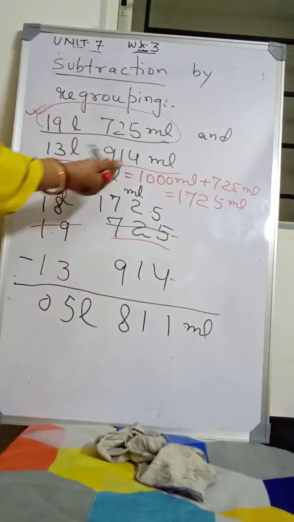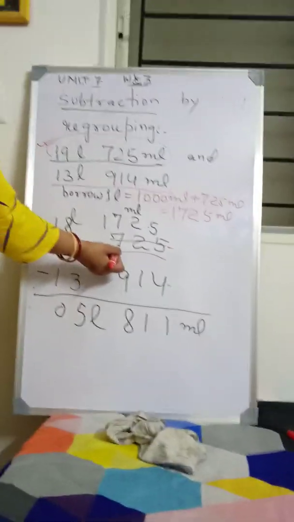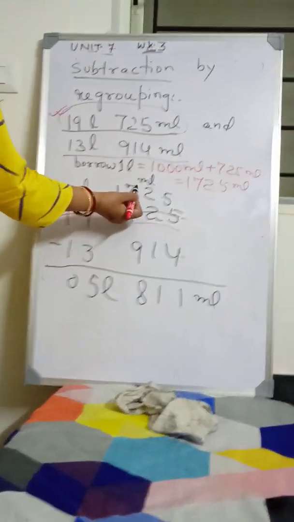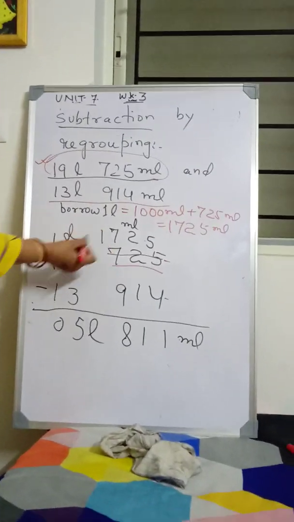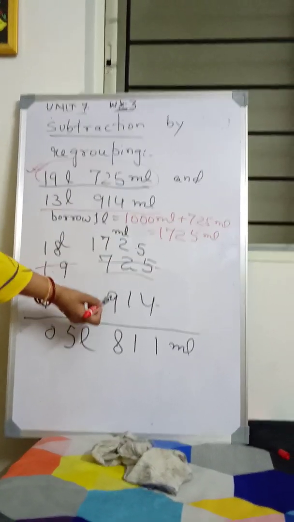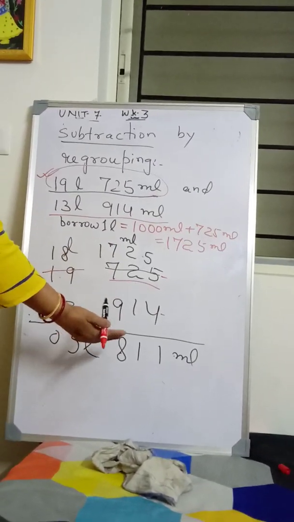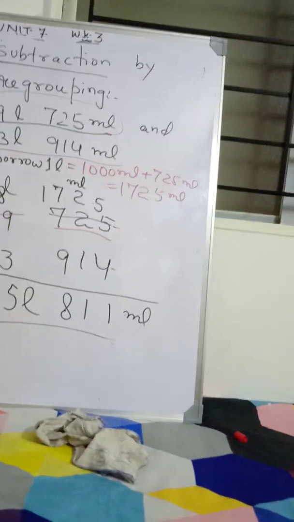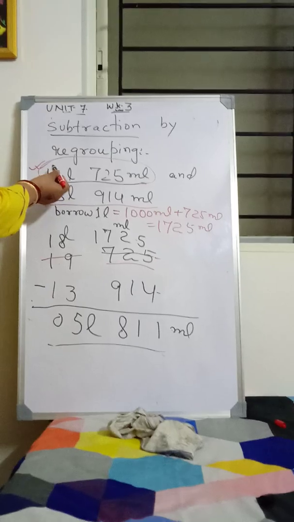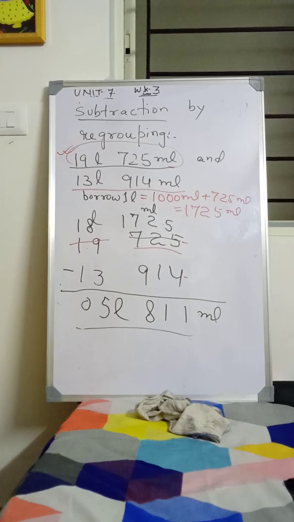I will borrow 1 liter, and this 1 liter has 1000 milliliter. This 1000 milliliter will be added to 725 milliliter. It will become 1725 milliliter. And this 19 liter is reduced to 18. Then we will do the subtraction. Now see, this minuend is more than the subtrahend. Problem is solved. Now we can do the subtraction, and this is the difference. Right children? In subtraction, firstly we have to find the bigger unit, then subtract the smaller unit from that bigger unit.